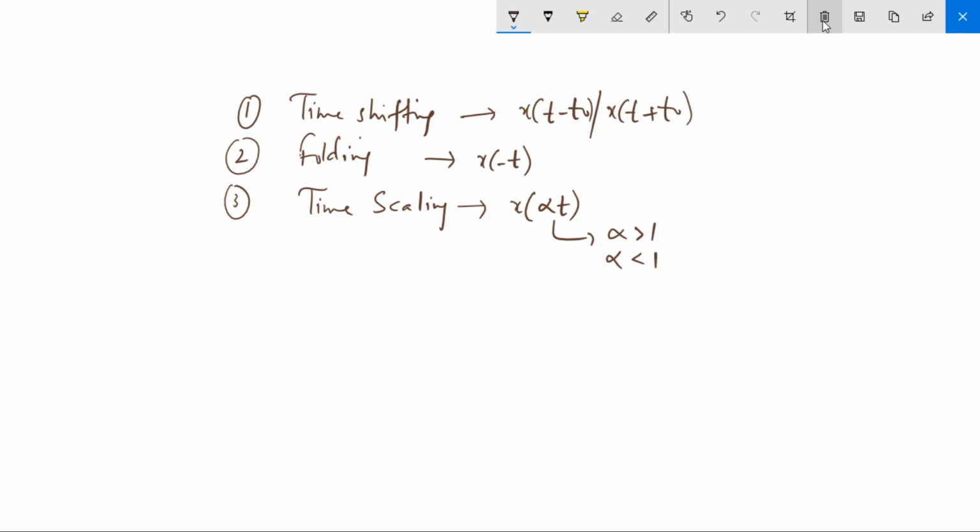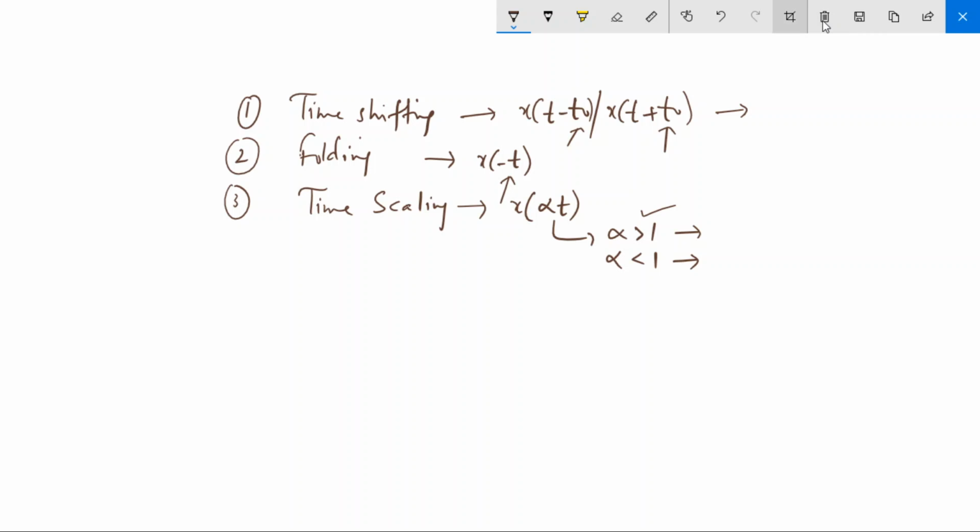less than 1. So in this case, the signal is shifted in time by t naught either to the right or to the left, depending upon whether t naught is negative or positive. Okay, in this folding operation, the signal is simply flipped about t equal to 0, and in this case the signal is either compressed in time if the scaling factor is greater than 1, or it is stretched in time if the scaling factor is less than 1. Okay, this is what we have discussed in the previous class.